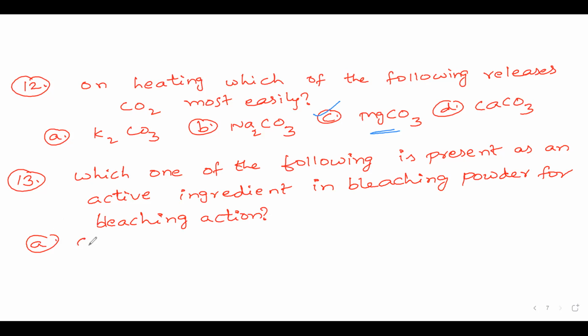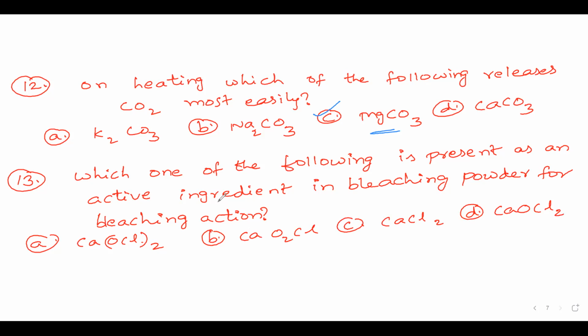Option A, calcium oxychloride. Option B, CaO2Cl. Option C, CaCl2. And option D, CaOCl2. Which one of the following is present as an active ingredient in bleaching powder for bleaching action? So it is nothing but oxygen, because bleaching powder dissociates to form oxygen. So answer is first option. Oxygen and chlorine are the only active ingredients. That's why we have kept a bracket for it.